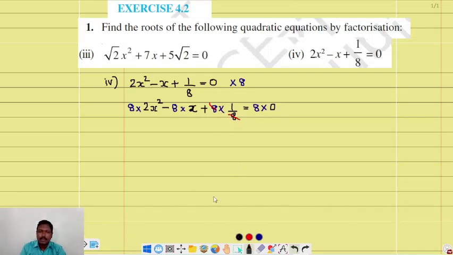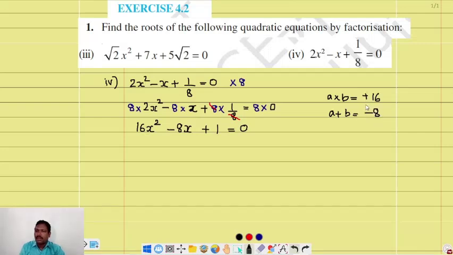Then what answer do you get? 8 2s are 16, so 16x squared minus 8 into x will be minus 8x plus 8 and 8 cancel, so we will have 1 here, is equal to 8 into 0 is 0. Now we got a quadratic equation, not including fraction. Now we can check product. Product means a into b, the product is 16 into 1, 16 into 1 is plus 16, and sum, that is a plus b, is equal to minus 8.